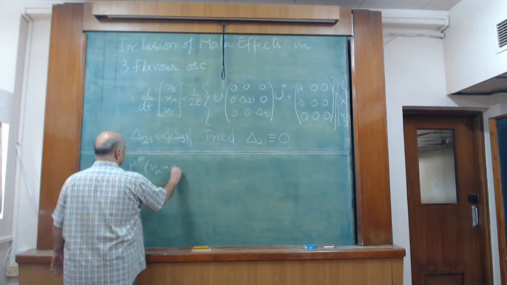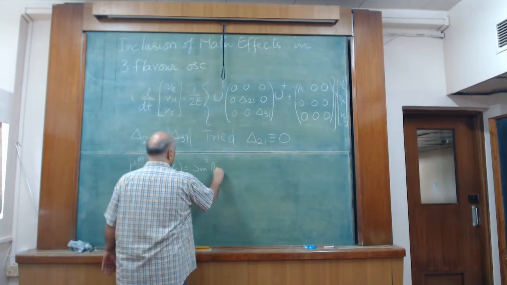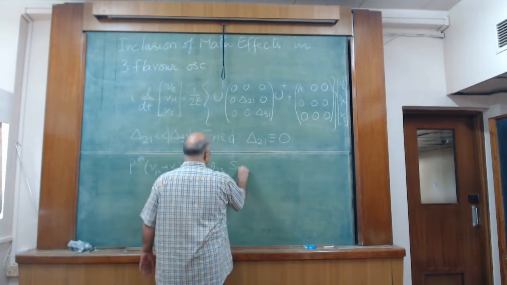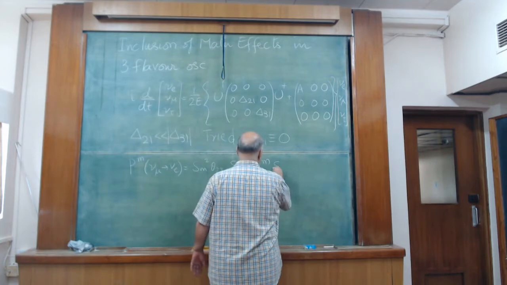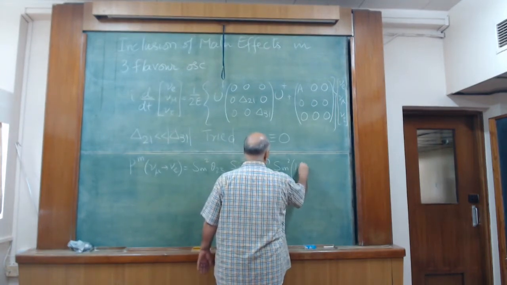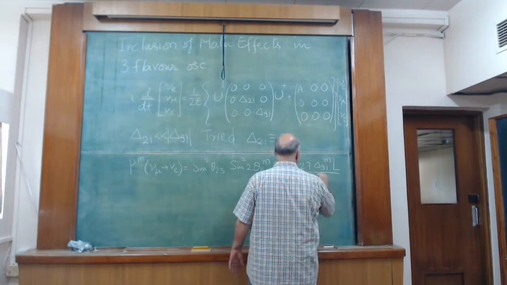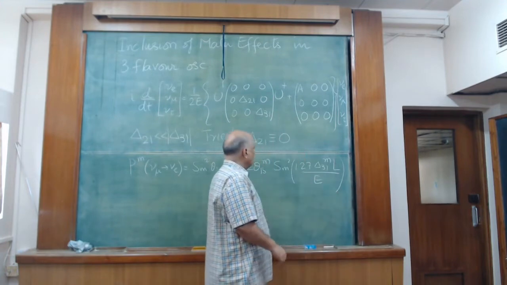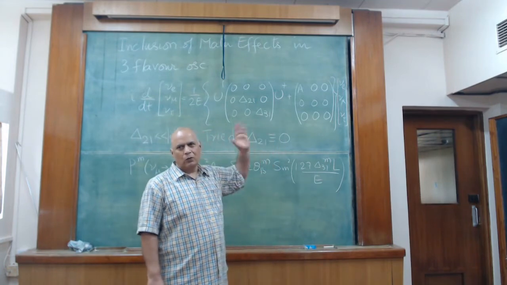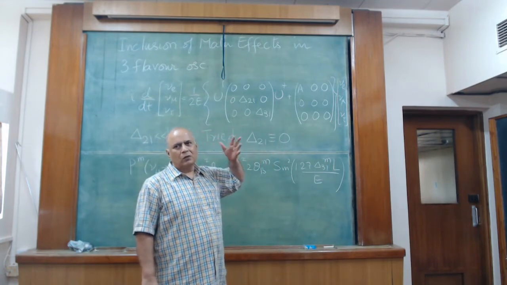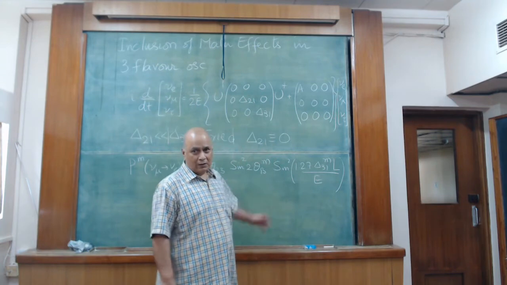nu mu to nu e oscillation probability, which is sine square theta 2 3 sine square 2 theta 1 3 matter sine square 1.27 delta 3 1. So by the way, we set delta 2 1 equal to 0, which means nu 1 and nu 2 are degenerate, so the theta 1 2 rotation doesn't matter, and that is why we don't see theta 1 2 anywhere in this expression.